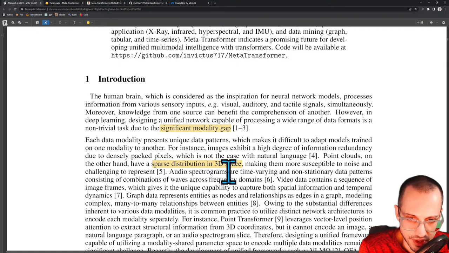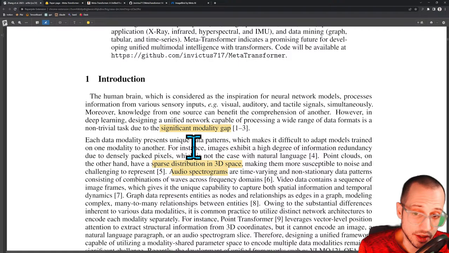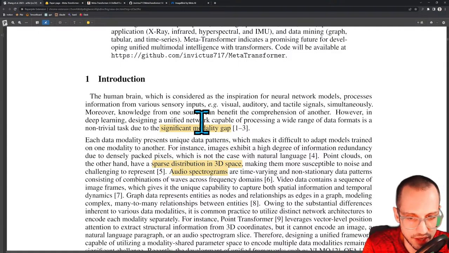Audio spectrograms, this is just audio turned into images. Believe it or not, the way that a lot of audio is processed and generated, in deep learning specifically, is it's turned into an image and then that image is consumed with a vision model. Are time-varying, non-stationary data patterns.